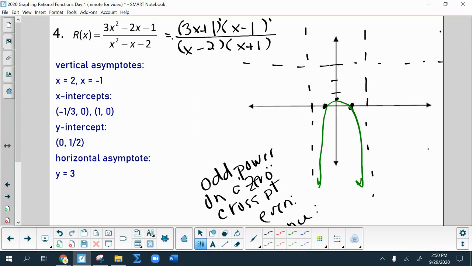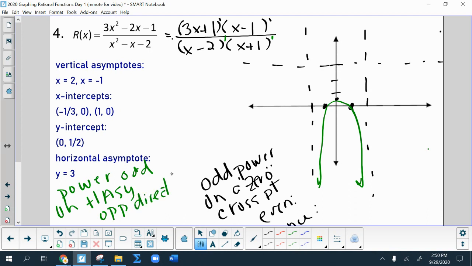All right, now the rest of it, we have to figure out what's happening on either other side. Remember how I told you in the last problem that if the power is even on the horizontal asymptote, then they go in the same direction. Well, if the power is odd on the horizontal asymptote, then the graph goes in opposite directions. So that means that I have to go up this way and I have to go up this way.